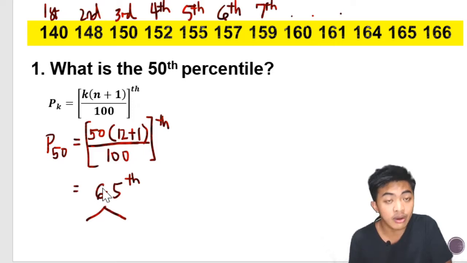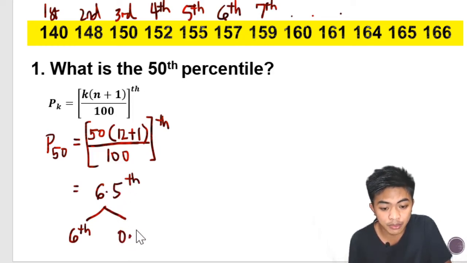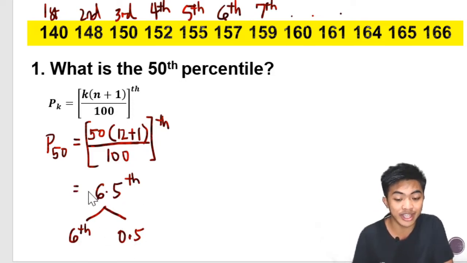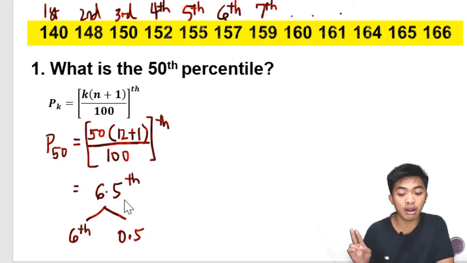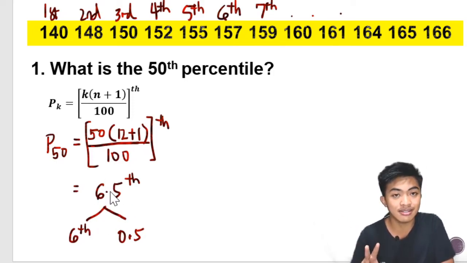This one here is the integer part, 6th. Okay, and 5 is the decimal part, 0.5. Dapat kung inadd ito, dapat 6.5. Okay, so ulitin ko, linear interpolation, we break it down to two parts. We break this 6.5 into two parts. That is the integer part and the decimal part.